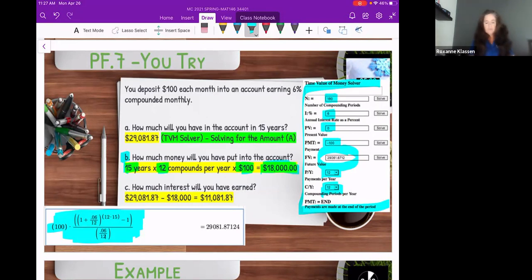The good news is I had way more than $18,000 in my account, right? I had $29,081.87 in my account. So if I subtract those two, I end up with the amount of interest I earned. So the interest I earned was $11,081.87.